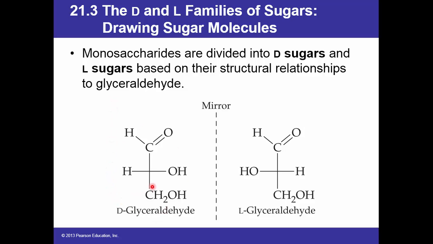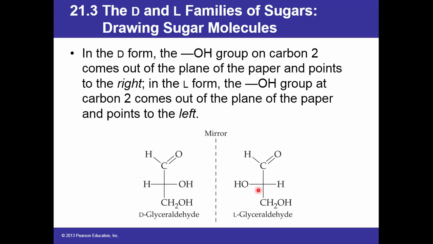As I told you, this is the Fischer projection formula for D-glyceraldehyde. Why D? Because OH is to the right of the chiral carbon. So this is D-glyceraldehyde. If we put a mirror, its mirror image has OH to the left; this is L-glyceraldehyde. So these two are non-superimposable mirror image isomers called enantiomers.